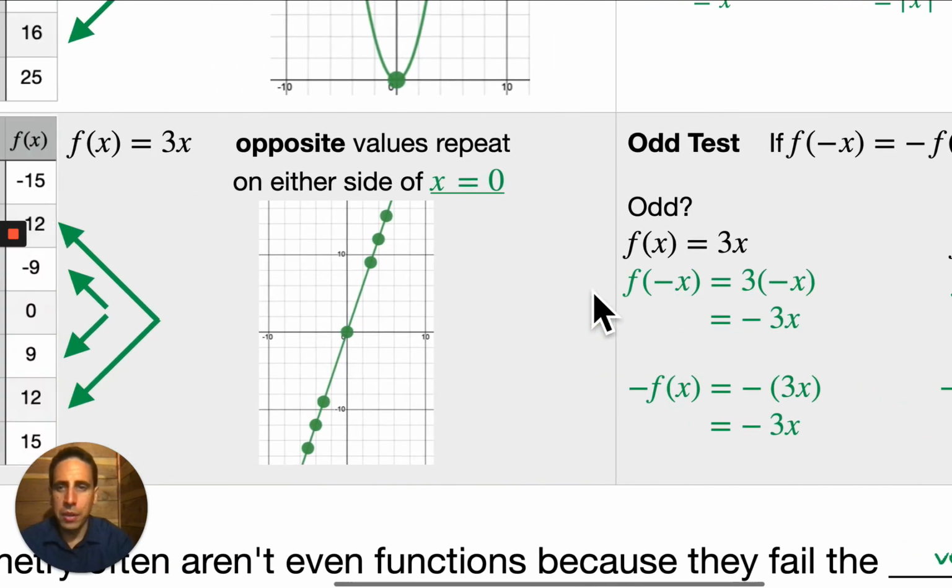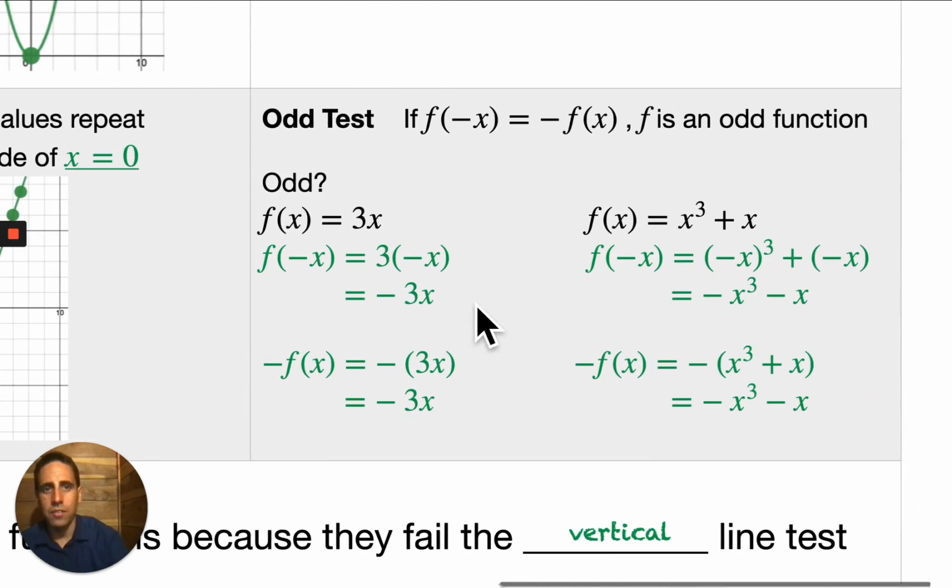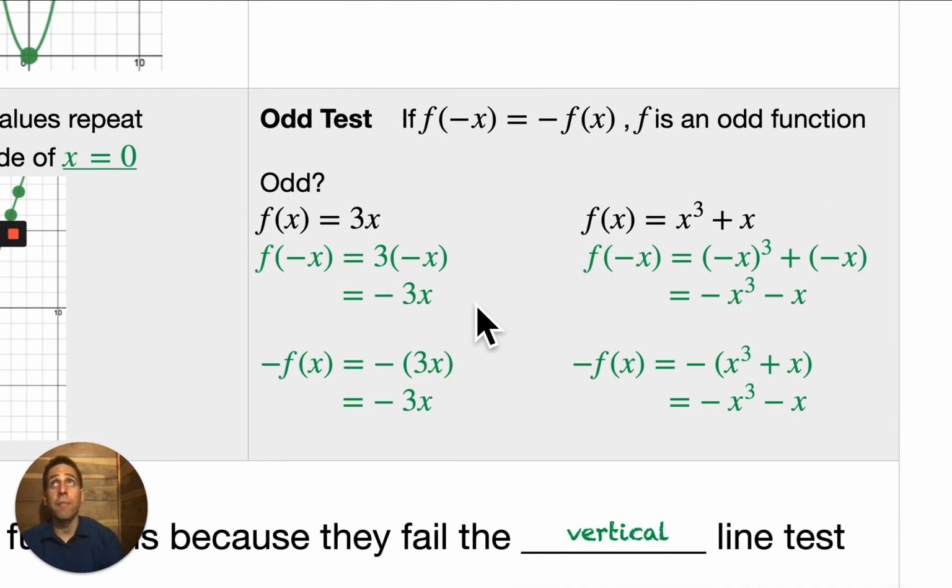But sometimes it's difficult to produce a graph, and sometimes it's even more difficult to produce a reliable table. So in that case, you need to use the algebraic test. If f of negative x is equal to negative f of x, then f is an odd function. What does that mean?